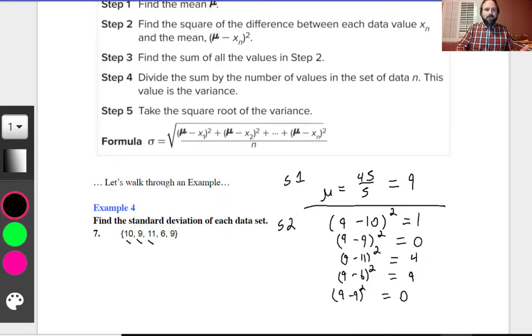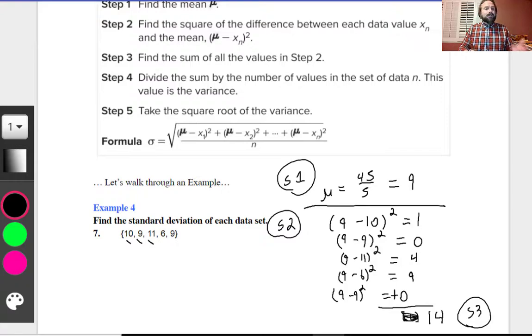Now we've got to add them up. Okay, a nice helpful hint is if you already put it like this, you can make it a standing-up addition problem like that, and we get 10, 14. Okay, that was step 3 right here. Oh, well, let's write that 14 a little bit better. All right, so this was step 3. Now step 4, divide the sum by the number of values in the set of data.